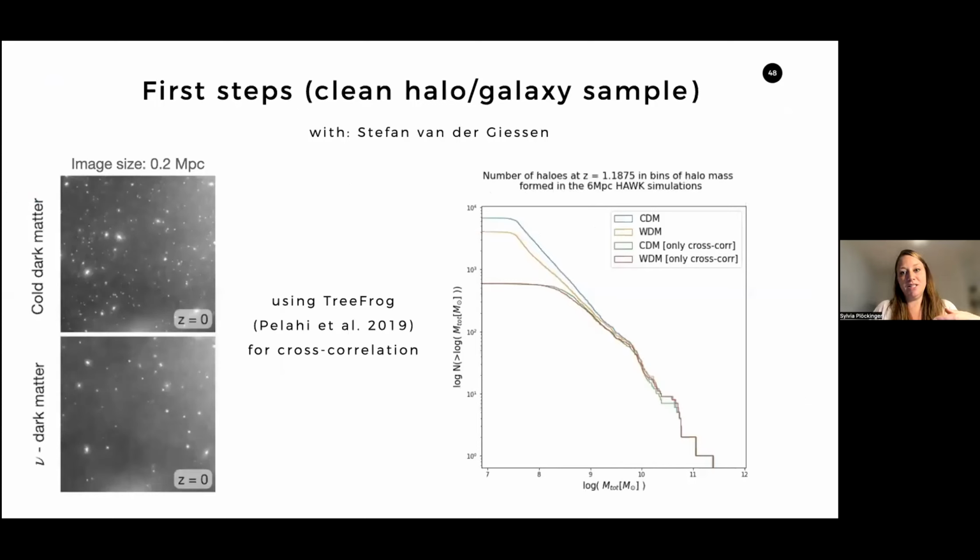What I'm showing now is something that I've done with my master student, Stefan van der Giessen. He used the code Treefrog to cross-correlate halos in these two simulation boxes. These would be the ones that are present in both the cold dark matter and the sterile neutrino dark matter box. This is cross-correlated because they have the same initial conditions besides the smallest scales being washed out. So you can just by particle IDs cross-correlate which halo in one simulation refers to another halo. And then you get a very clean sample, because you also have some artificial collapses in the warm dark matter. This is purely numerical, but if you cross-correlate them, you get a very clean sample that almost follows the same distribution in both the cold dark matter and warm dark matter. So this would be the green and the red line here.